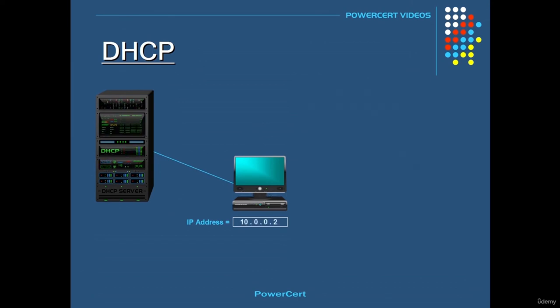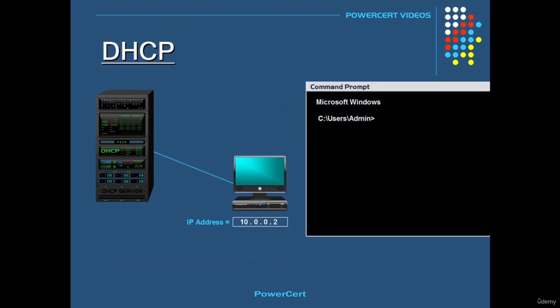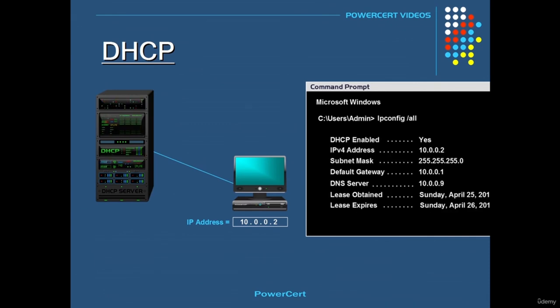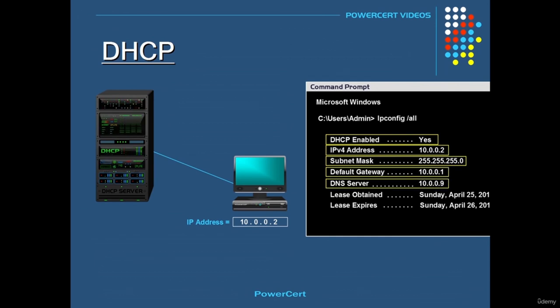And then once that's done, you can verify all the different settings that the DHCP server has given your computer. And you can do this by opening up a command prompt on a Windows computer and then type in ipconfig /all and then press enter. So as you can see here, the DHCP is enabled on this computer, which means that it's getting its IP address from a DHCP server. And then you can see the IP address here, along with the subnet mask, default gateway, and DNS server. So all of these settings were given by the DHCP server.